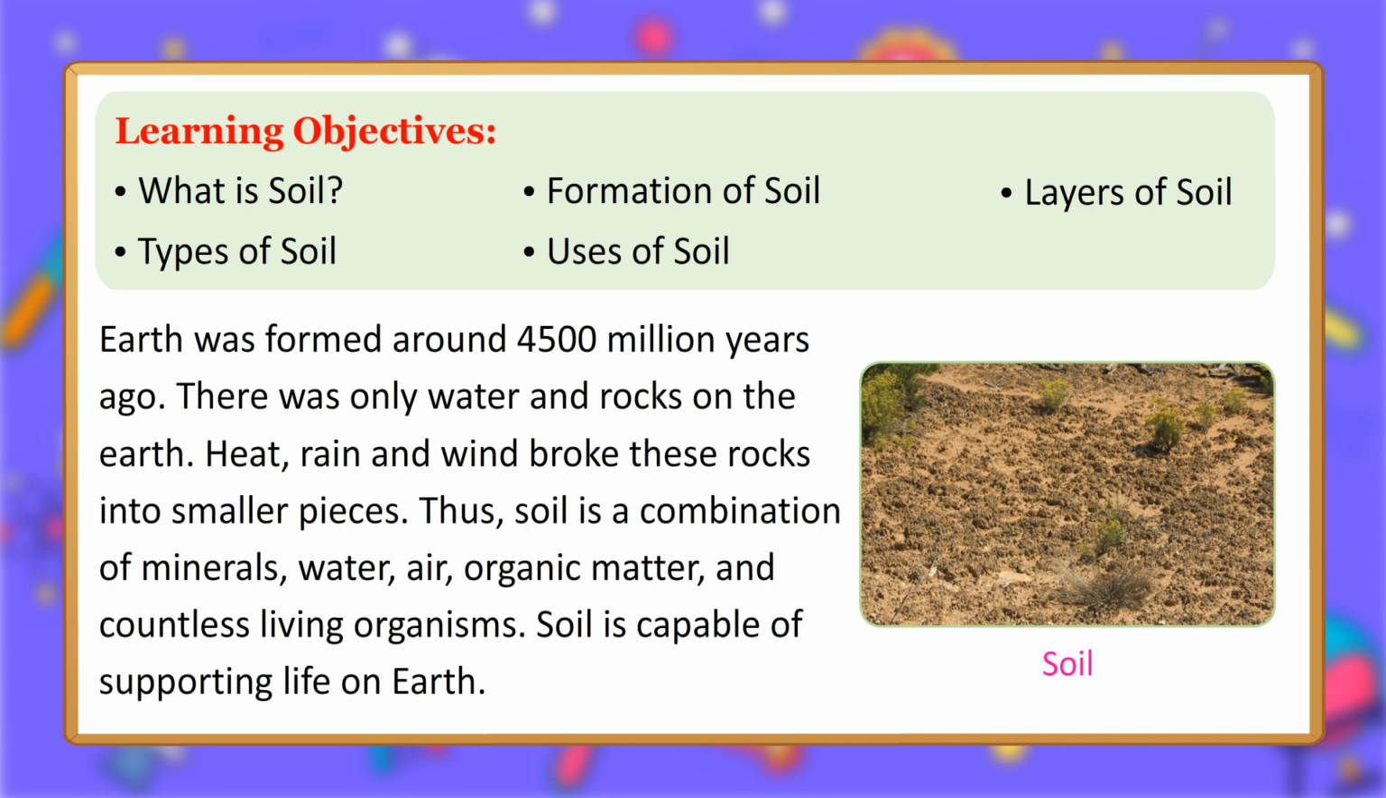Earth was formed around 4,500 million years ago. There was only water and rocks on the earth. Heat, rain and wind broke these rocks into smaller pieces. Thus, soil is a combination of minerals, water, air, organic matter, and countless living organisms. Soil is capable of supporting life on earth.